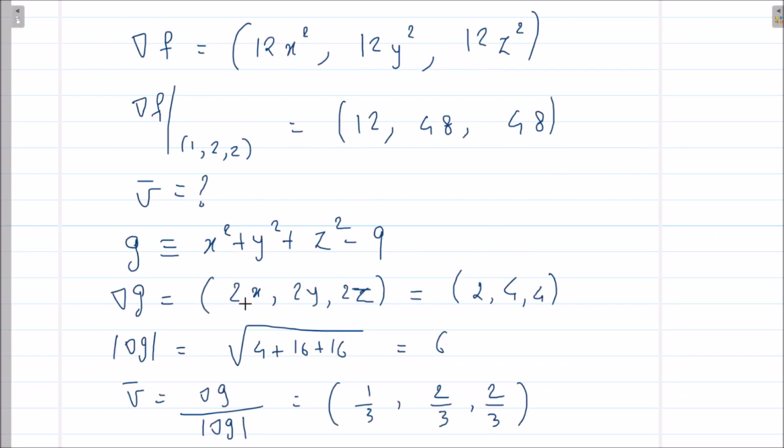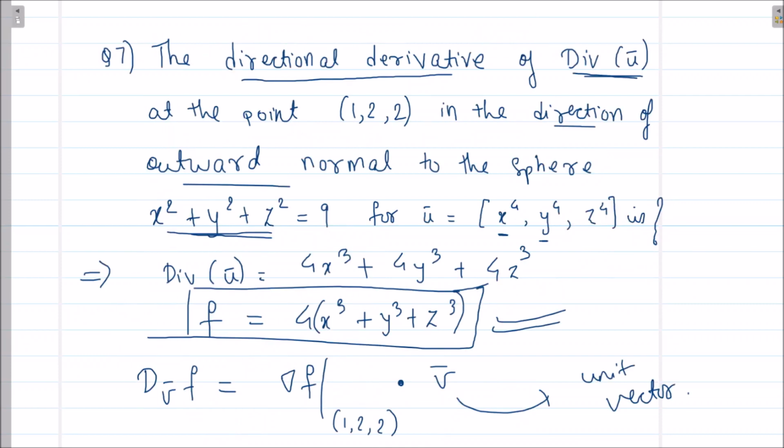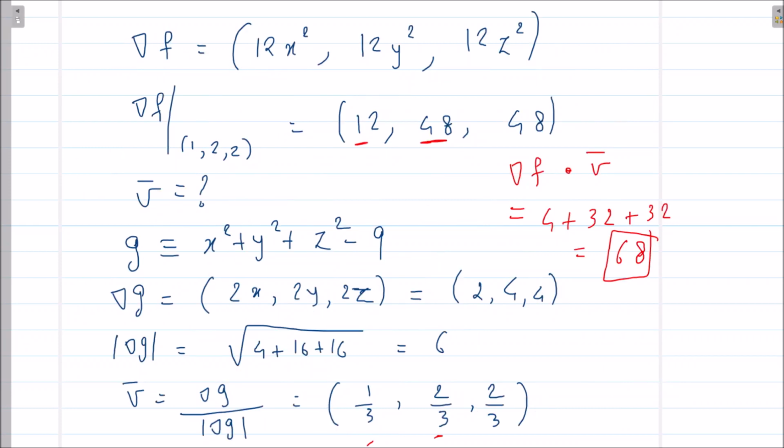Right? And now I think you simply take the dot product and you get the answer, right? So if I do it over here itself, grad f dot v bar. Okay, so 12 into 1 by 3, which is nothing but 4, plus 48 into 2 by 3, so this is nothing but, I think, 32 plus 32 if I'm not wrong, and you will get 68 as an answer. Okay, so this was a little bit tricky. This might come for 3 marks. Okay, so the thing was easy, finding the directional derivative, but many things were given in a roundabout way.